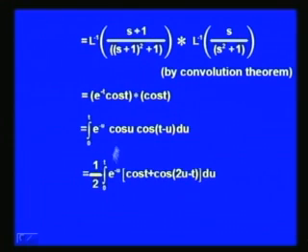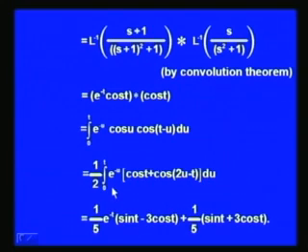And this is further equal to half of integral 0 to t e to the power minus u (cos t plus cos (2u minus t)) du, which is equal to, after integration, we get 1 by 5 e to the power minus t (sin t minus 3 cos t) plus 1 by 5 (sin t plus 3 cos t).